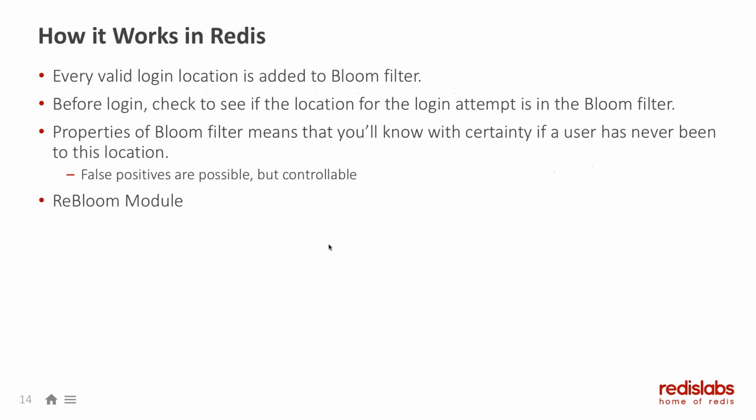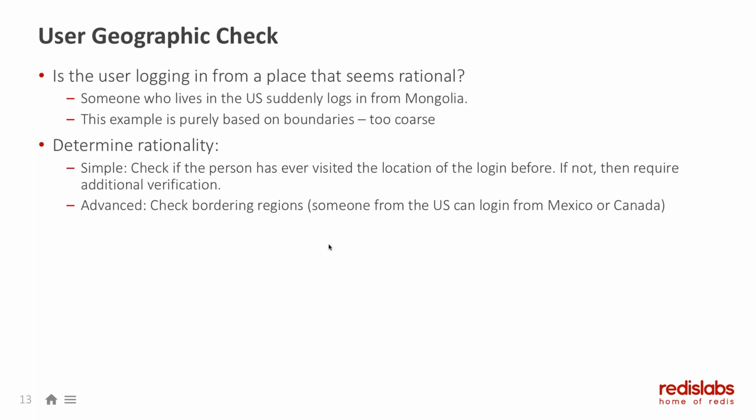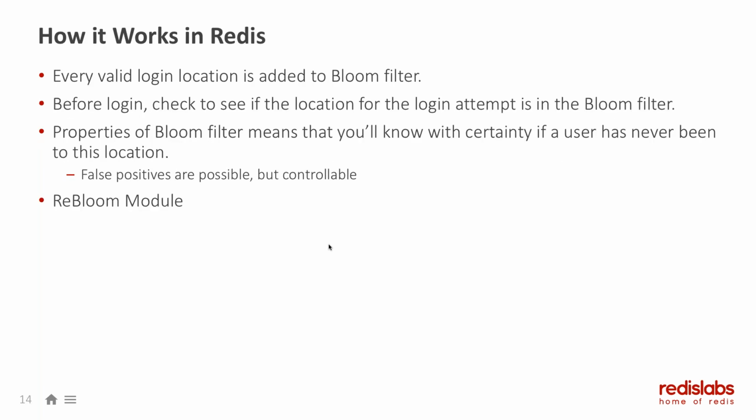So the way I'm going to do this is I'm going to use this in how it works in Redis. Let's take a look at this. So every valid location is logged in a Bloom filter. Now, Bloom filters have some interesting properties. They are a probabilistic data structure, as Lena mentioned before. But what they do is they can check for presence very easily. So the most important thing to know is that false positives are possible, but false negatives are not. And the false positives are controllable as well, so you can get a standard error rate. So that means you know for certainty if a user has never been to a location. So we'll take advantage of that.